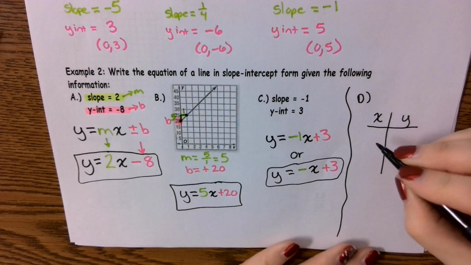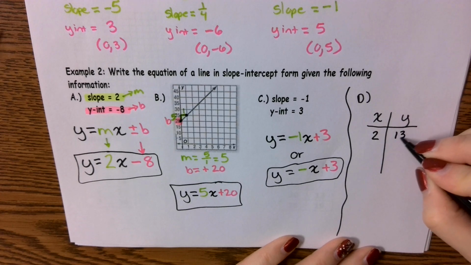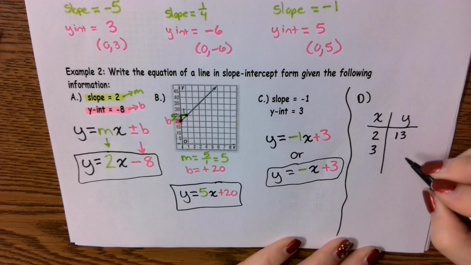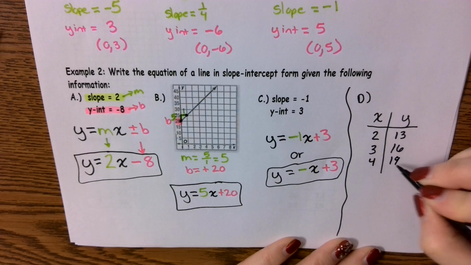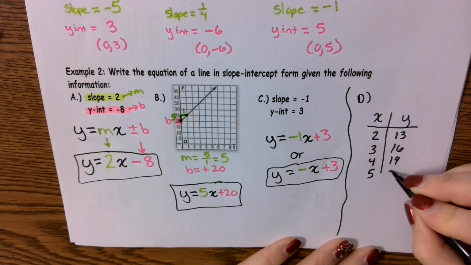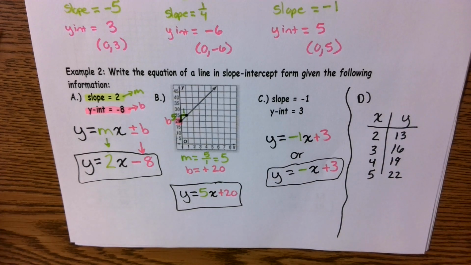So when x is 2, y is 13. When x is 3, y is 16. When x is 4, y is 19. And when x is 5, y is 22. And I want to know, what is the slope-intercept form?